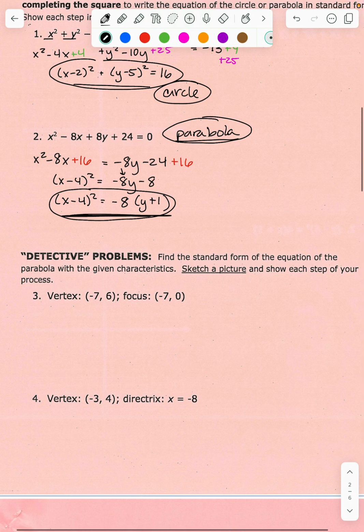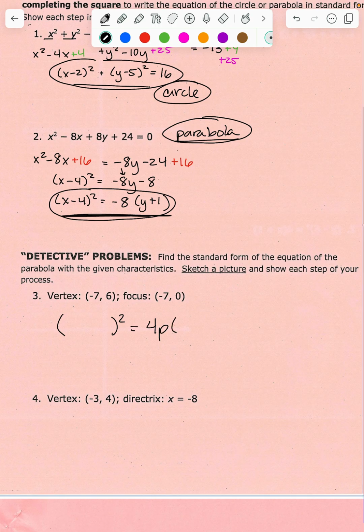Detective problems. Find the standard form of the equation of the parabola with the given circumstances. Sketch a picture. Please do that. All right, vertex and a focus. So if it has a vertex and a focus, this is a parabola. So a parabola is like that. Sketch a picture.